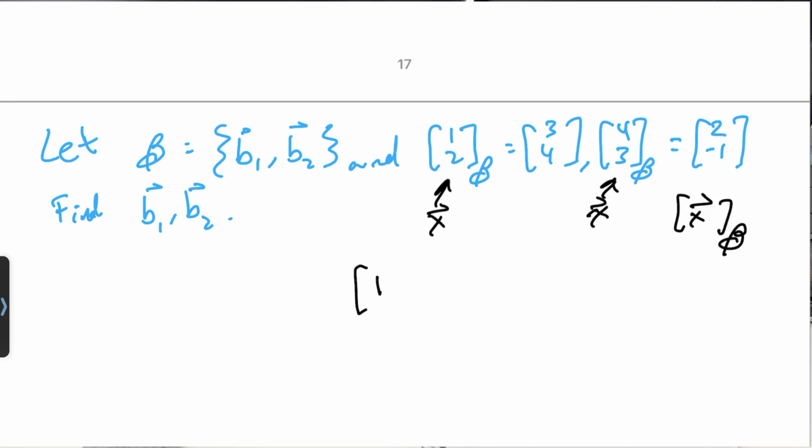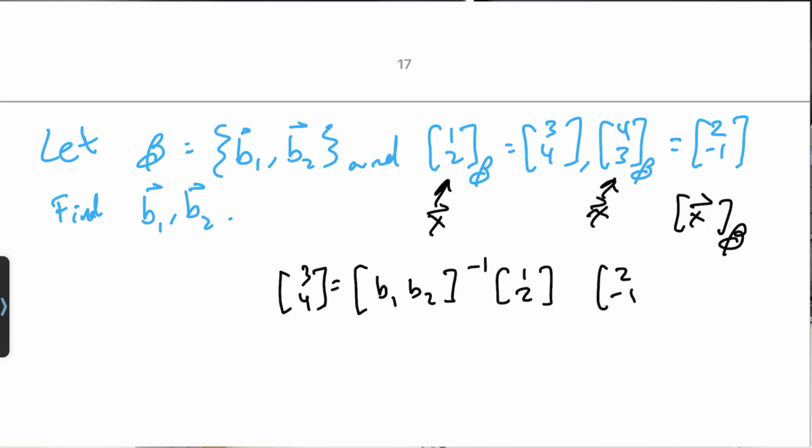We know b, our basis, is b1 and b2. So that's the inverse of it times 1, 2, which is our x here, and that is equal to 3, 4. And then we have a second one as well: 2, negative 1 from up here is equal to the same vectors times 4, 3.